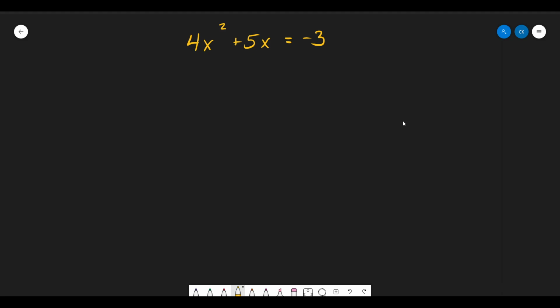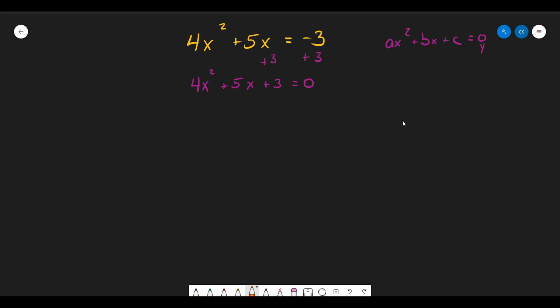Just like when we were solving, the first thing I always have to do is rewrite the equation in standard form. If you forget what standard form is, that is ax squared plus bx plus c, and then either a 0 over here, a y over here, anything. In this case, we're going to have a 0. There's no y. So I want all the numbers on one side and a 0 on the other. I need to add 3 to both sides, so I end up with the equation 4x squared plus 5x plus 3 equals 0.